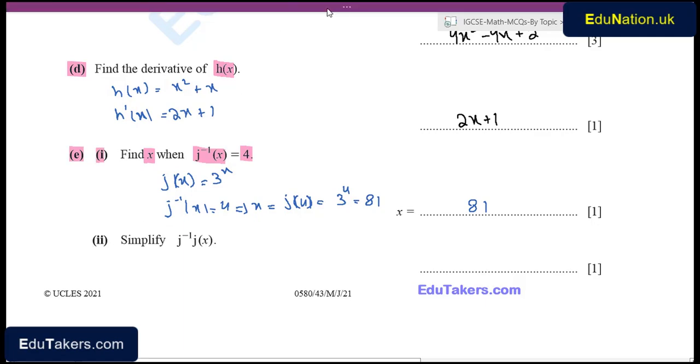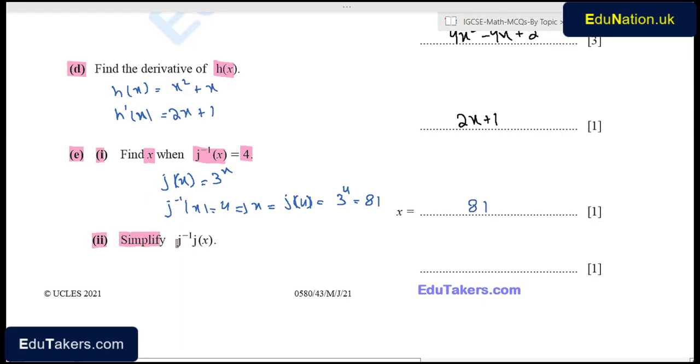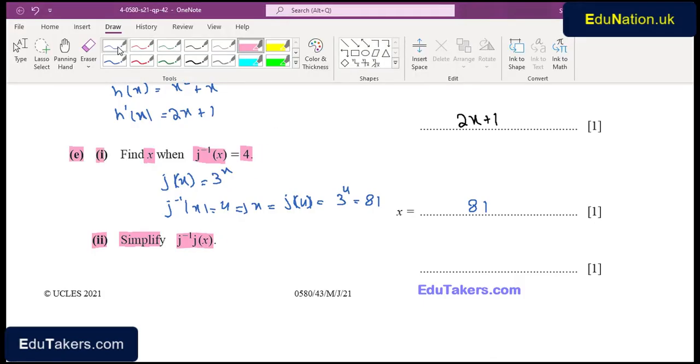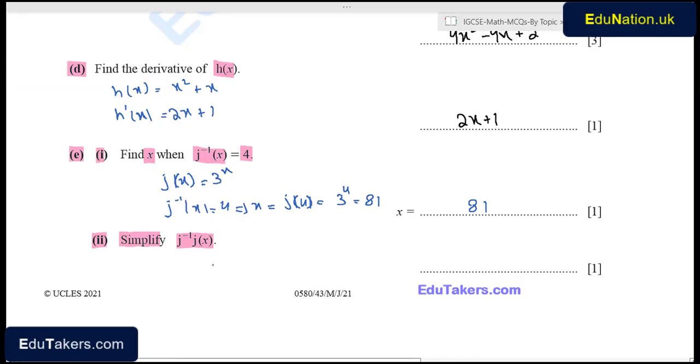Its second part is simplify j inverse j of x, and j inverse j of x is equal to x. Since this is a function and this is its inverse, and a function multiplied by its inverse is equal to 1, so 1 times x is x.